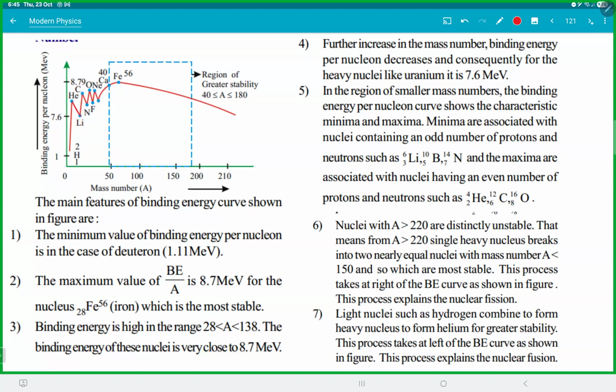This thing has more to do with the packing. Even number of particles can be packed in a more systematic way, so you get more nuclear force. Odd number of particles, the packing will be a problem. And you can clearly notice here, iron will be the most stable nucleus. So just read the whole thing, then I'll tell you what are the important points on this page. Just go through the whole thing for a minute.